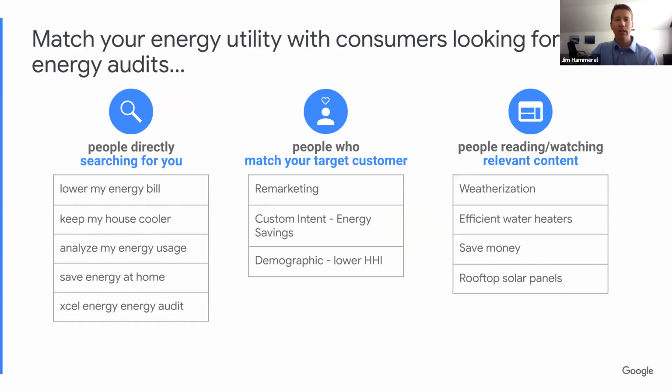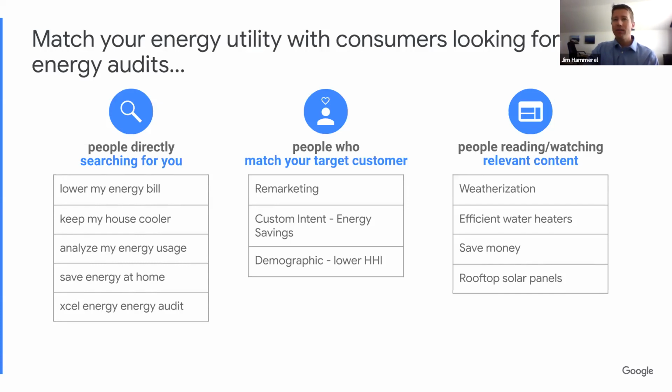And then matching people by target. So who's your target customer? We can hit them with remarketing ads, people who have been to your website to either do online bill pay, or maybe who have visited the energy efficiency section or residential section of your website. We can remarket to those people. We can target them through their custom intent. Google's got a huge catalog of custom intent audiences that we can either select from or create. Energy savings could be one. And then obviously demographics. So maybe people with a lower household income who can afford spikes in their energy bills. Those people would be more apt to do an energy efficiency audit.